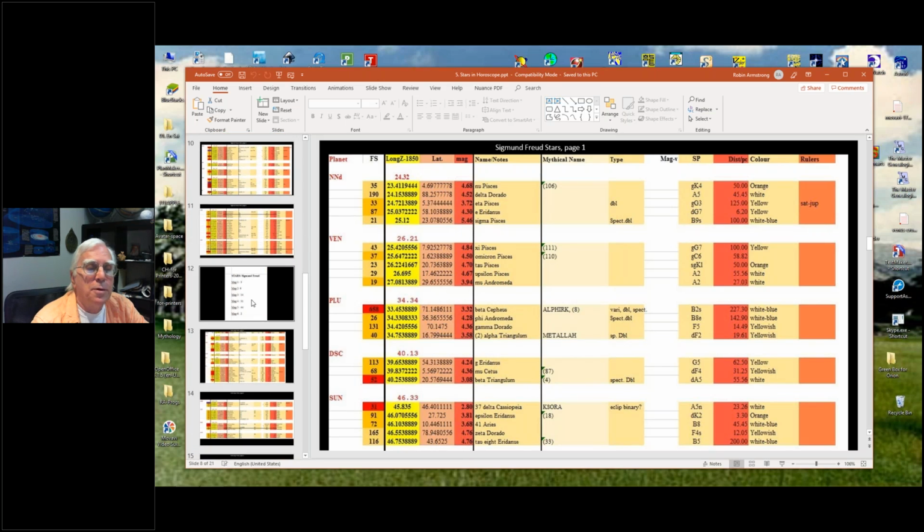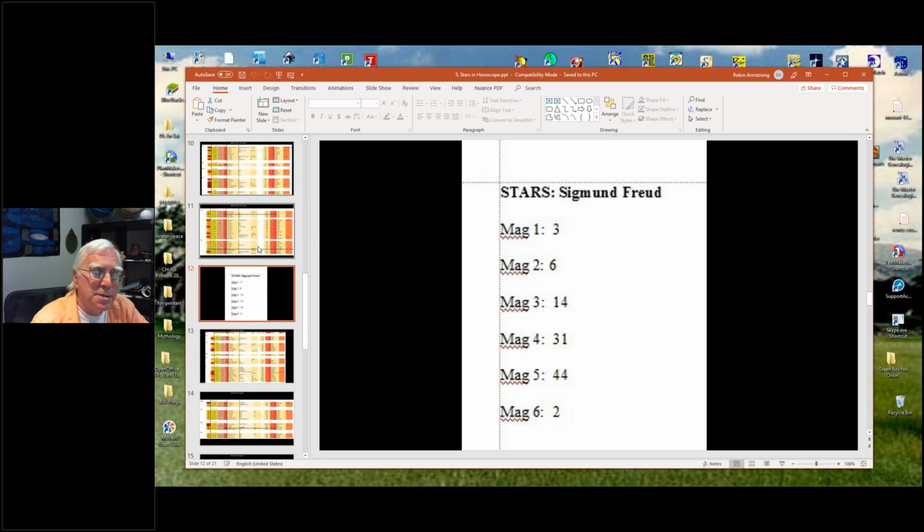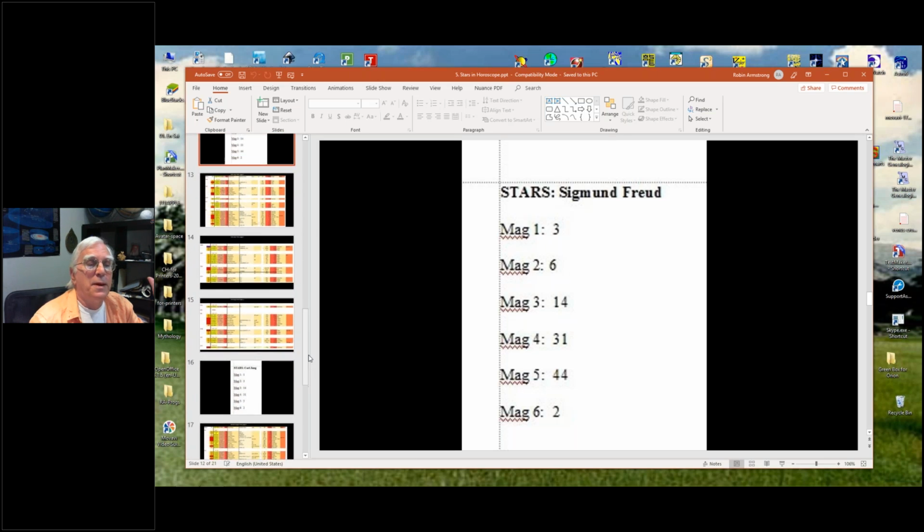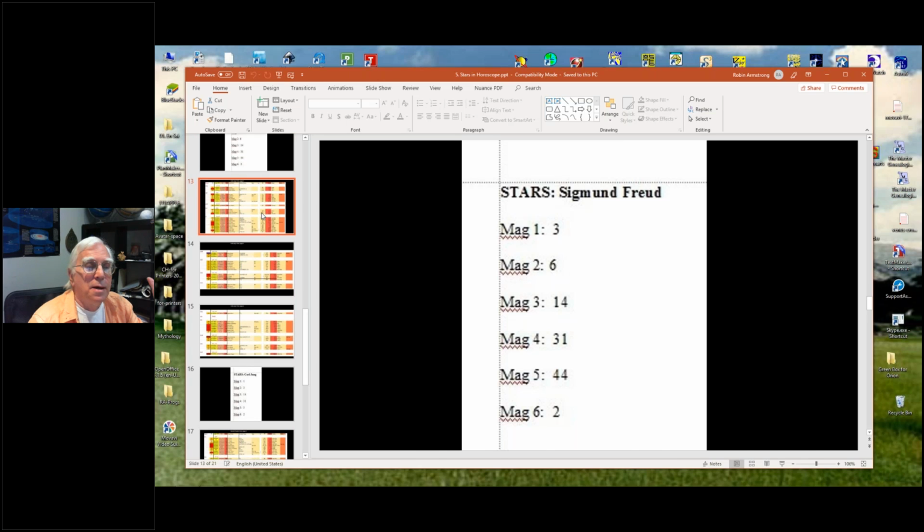So when we total the magnitudes, we count each star in this list and see how many. Sigmund has 3 first magnitude stars, 6 second magnitude stars, 14 third, 31 fourth magnitude, 44 fifth magnitude, and 2 sixth magnitude. So the sixth is really a small amount, but 3, 4, and 5, there's a lot of stars. There's only 20 first magnitude stars, so they're spread out. Some people may not have any, but he has 3.